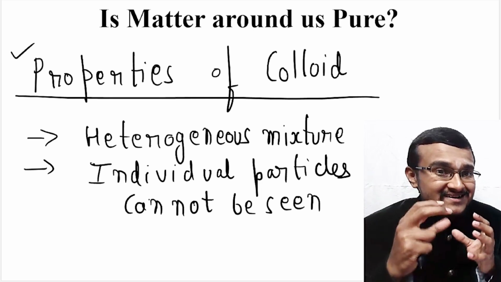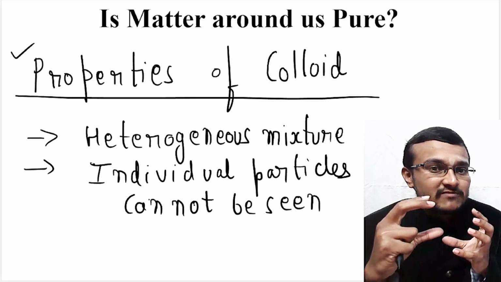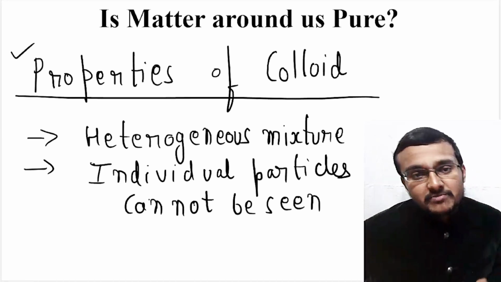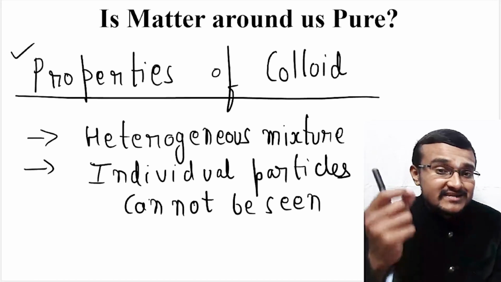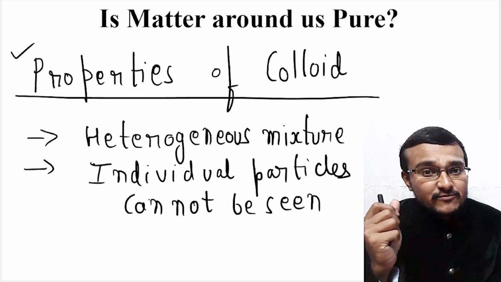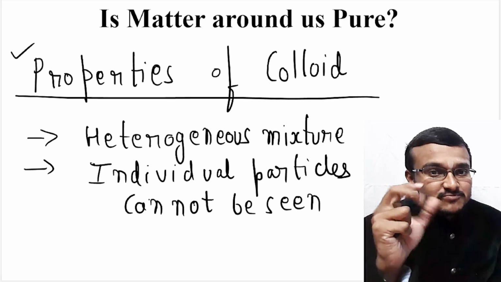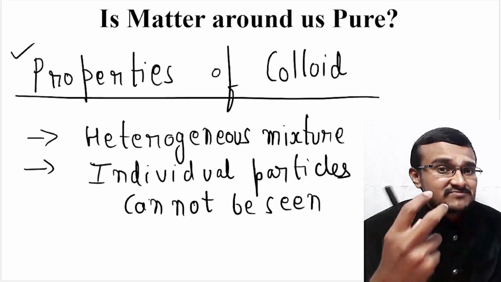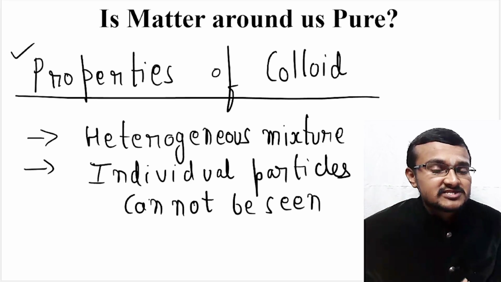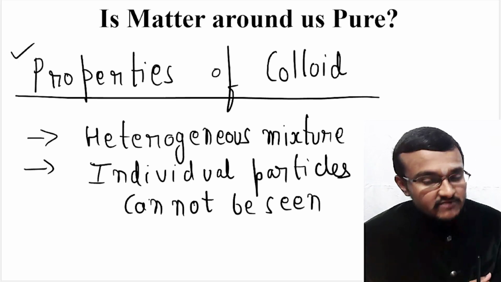You can clearly see that the solute has mixed in the solvent, but you cannot see the individual particles of that solute. But in a suspension you can see the individual particles getting settled in the liquid, whereas in a colloidal solution you cannot see the individual particles. So there will be a combined visibility of all the particles in that colloidal solution. So this is one of the properties of a colloidal solution.